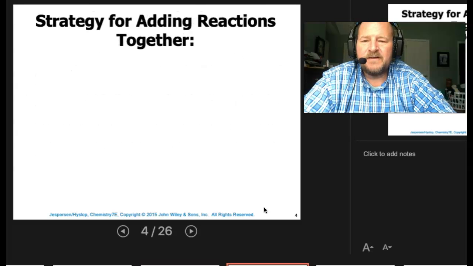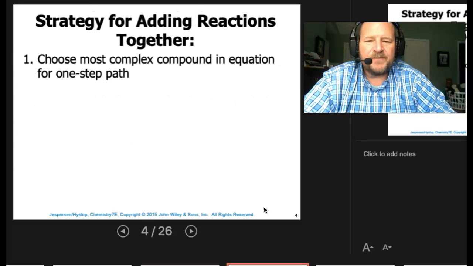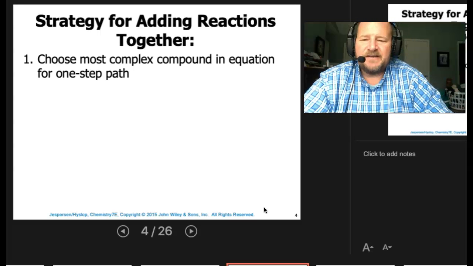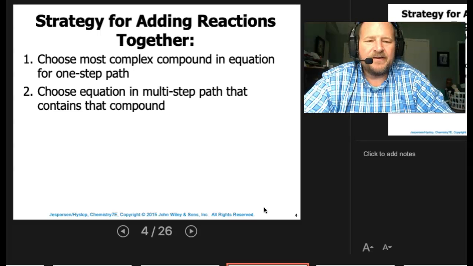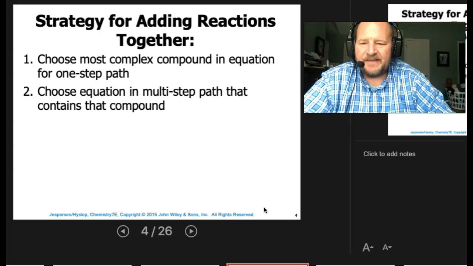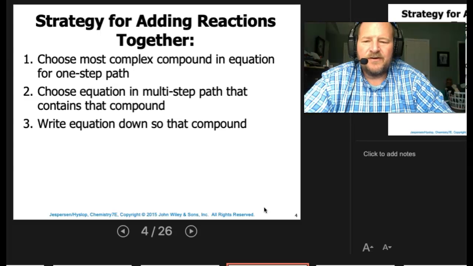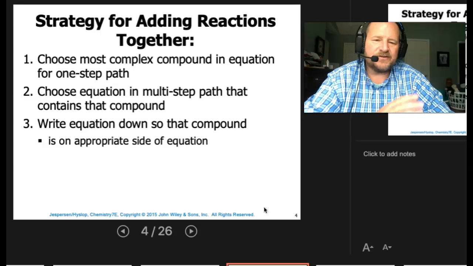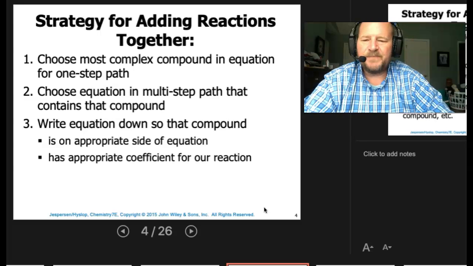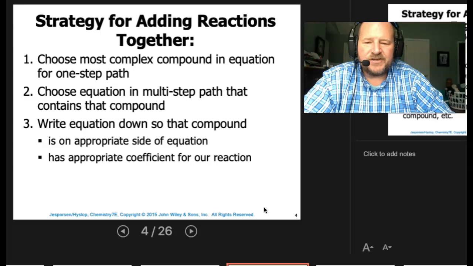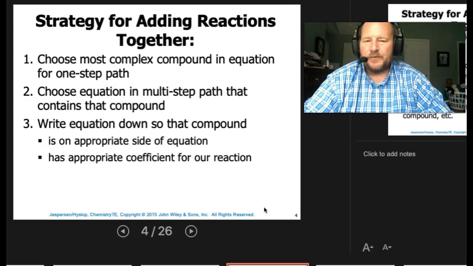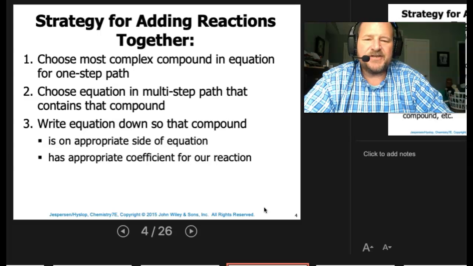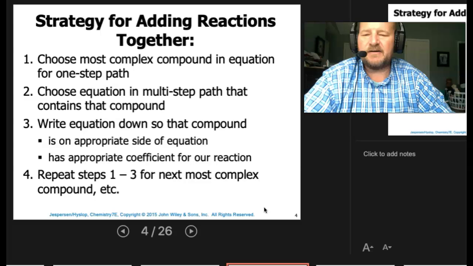Okay. So strategy for adding reactions together. Choose the most complex compound in the equation for the one-step path. Choose an equation in the multi-step path that contains that compound. Write the equation down so that the compound is on the appropriate side of the equation. In other words, if I want it to cancel out, I want to make sure it's on the product side versus the reactant side. It has the appropriate coefficient for our reaction. So if it's 2 in one reaction but only 1 in the other, then that's not quite right. I need 2 on both so they cancel out completely.